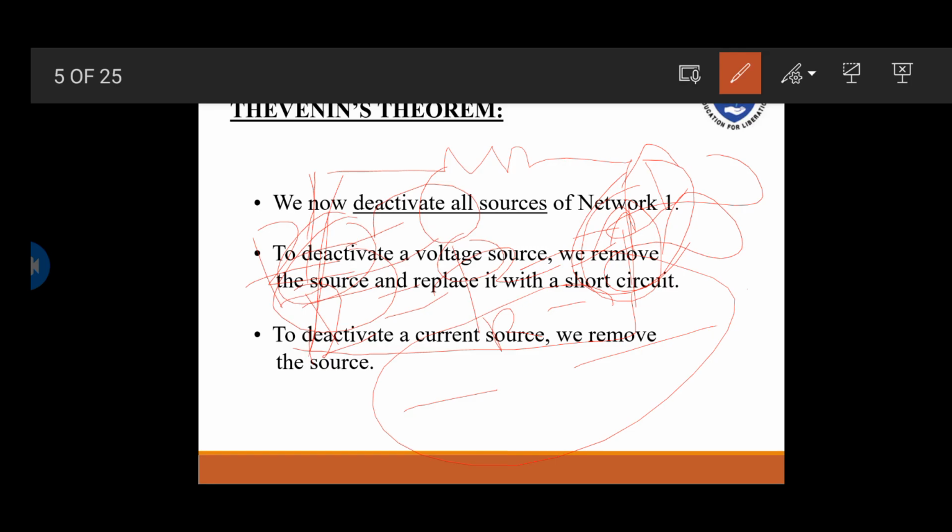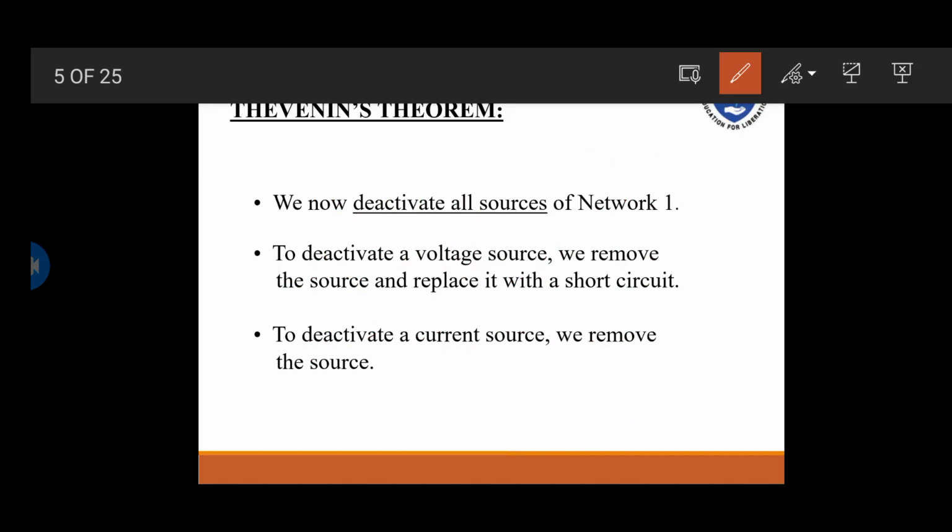Let me erase the screen. As discussed, we now deactivate all sources of network 1. To deactivate a voltage source, we remove the source and replace it with a short circuit. To deactivate a current source, we just remove it, leaving an open circuit. There is no need even to remove it, just cut the circuit.